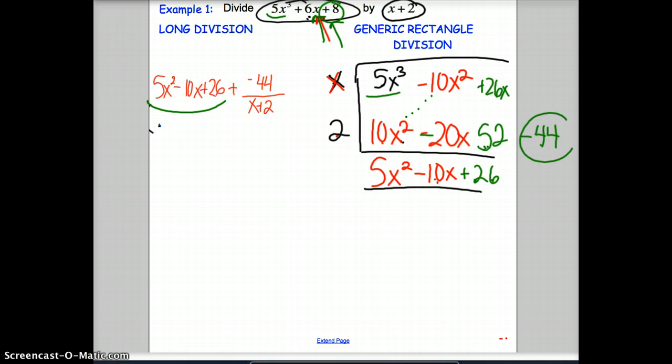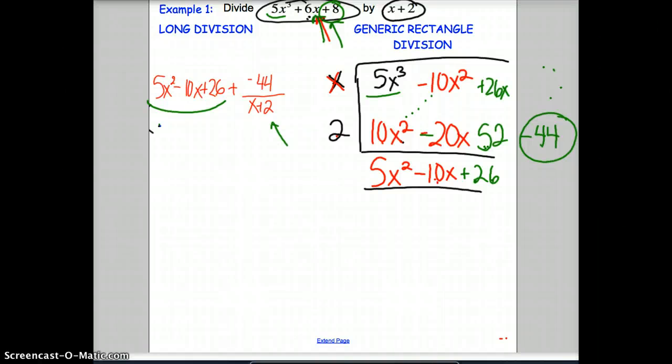So negative 44 is what I want the next corner to be, but I ask myself, is there any way to get that without creating more stuff up here and so on? Can I actually divide negative 44 by x plus 2? The answer is no. So that stuff is extra. That negative 44 is additional in order to make this equivalent. So the negative 44 is your remainder, just like we got here.